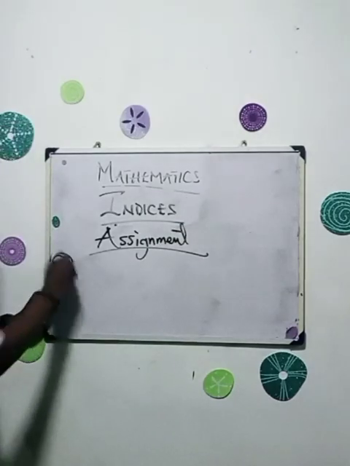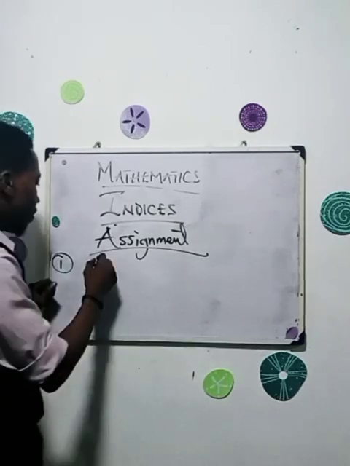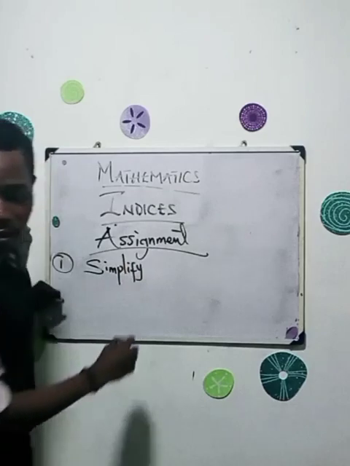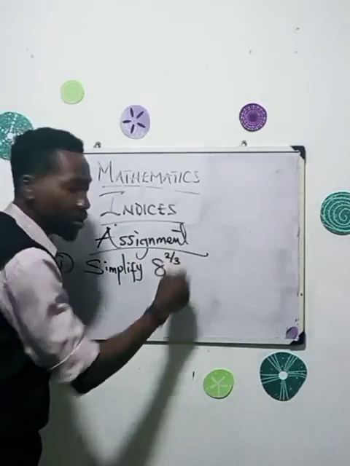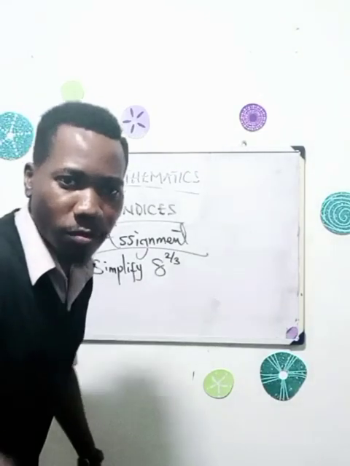So, question number one says, simplify 8 whole number 2/3. I have questions. Augustine, what's your question, please?